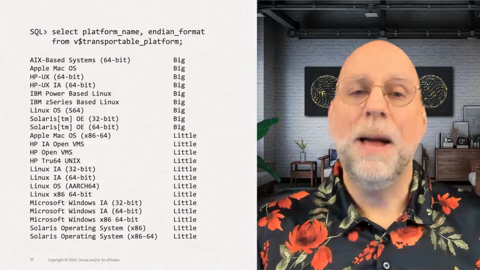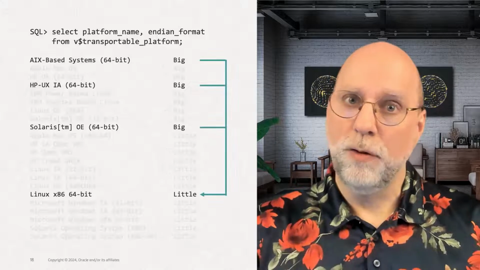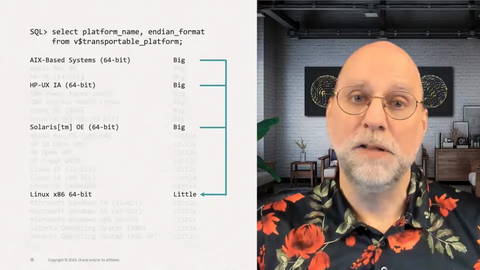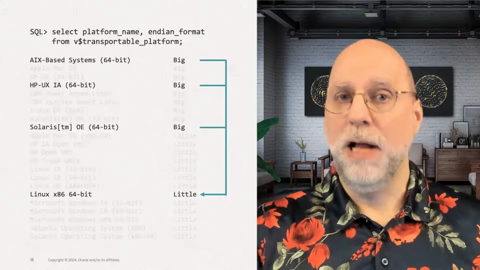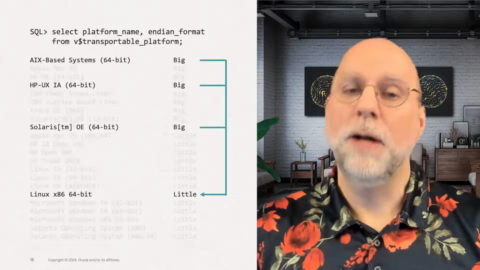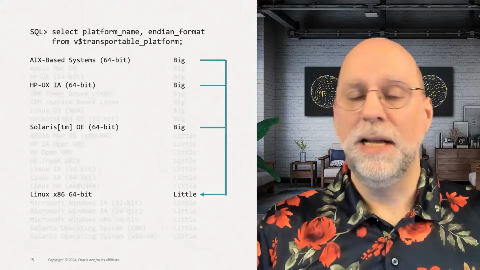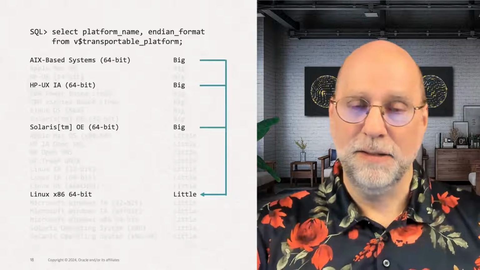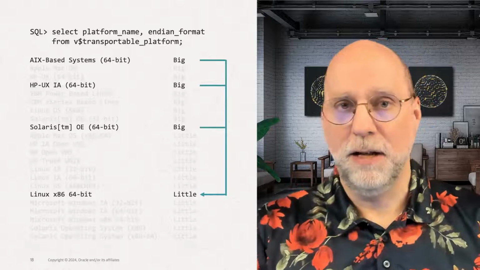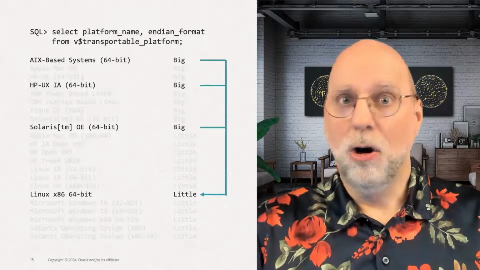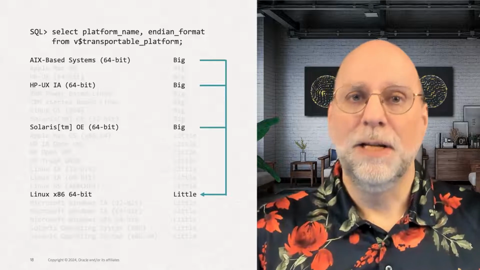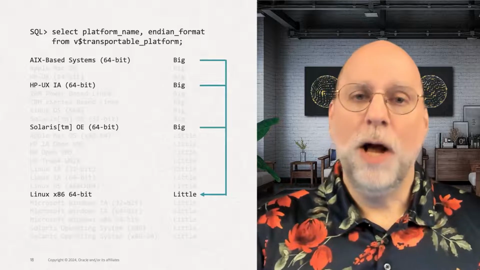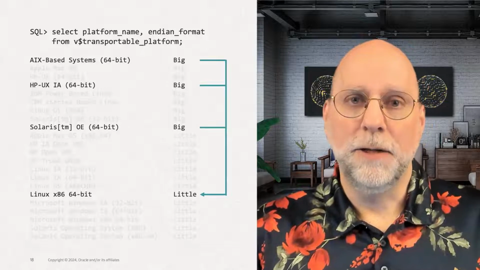The most common migrations we're seeing now for the cross-platform transportable tablespace method are from big endian platforms like AIX, HP-UX, and Solaris, going towards Linux in particular, which is that little endian platform, x86 Linux, whether it's AMD chips, Intel chips, or even ARM architecture. All of those are little endian platforms. So that's why you might be interested in this technique.